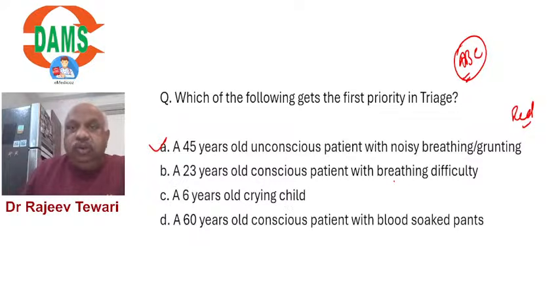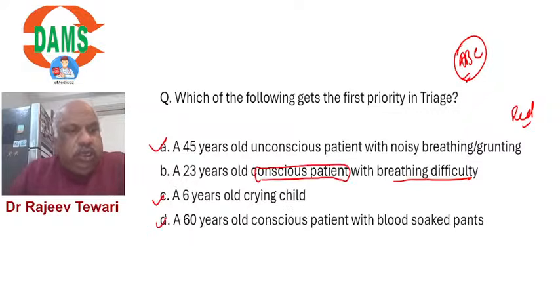Of course, here also there is breathing difficulty. He will also go in red, but he is at least conscious. As far as C and D are concerned, they are not in the picture. Only A and B will get the first priority, and out of these two, A is unconscious. So the answer should be A.